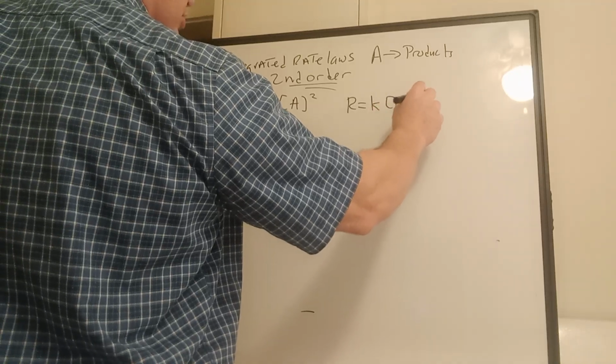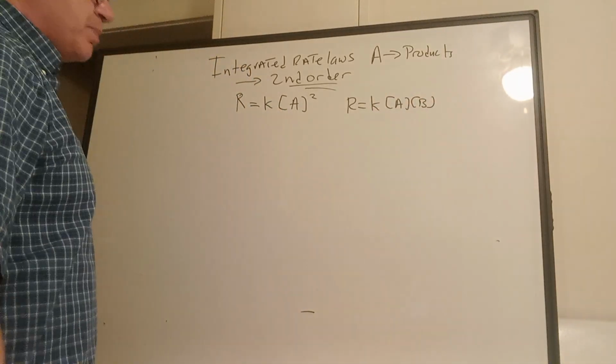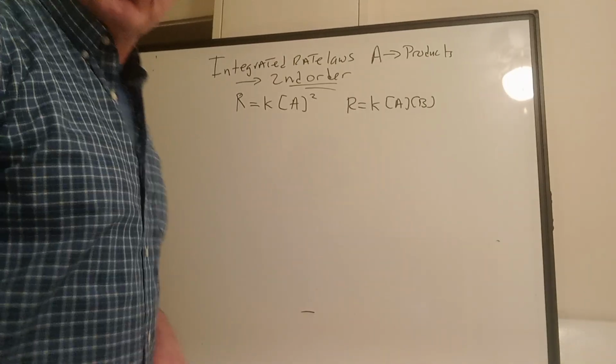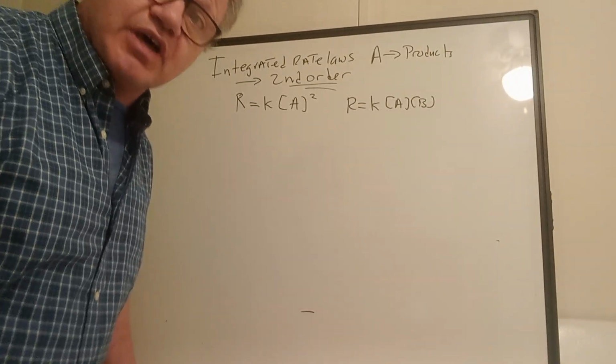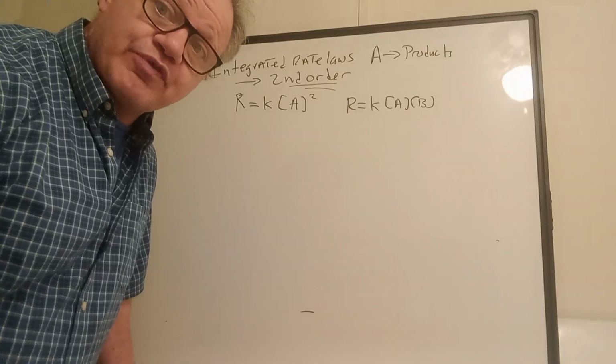I'm not going to consider the case of rate equals a constant times A times B. That's another second order type. I call that type 2. It has a known solution. It's actually quite doable. It's just we have to draw the line somewhere. So if you are interested, email me.